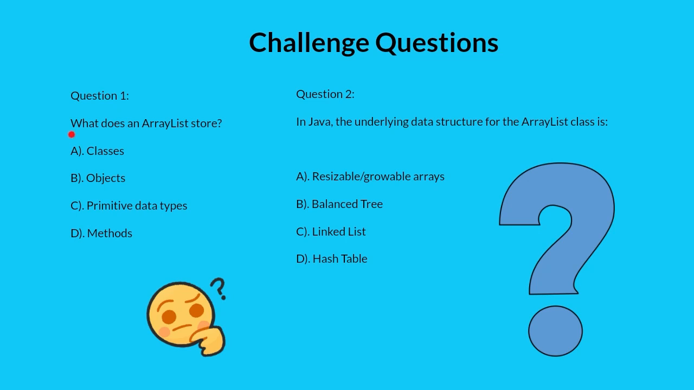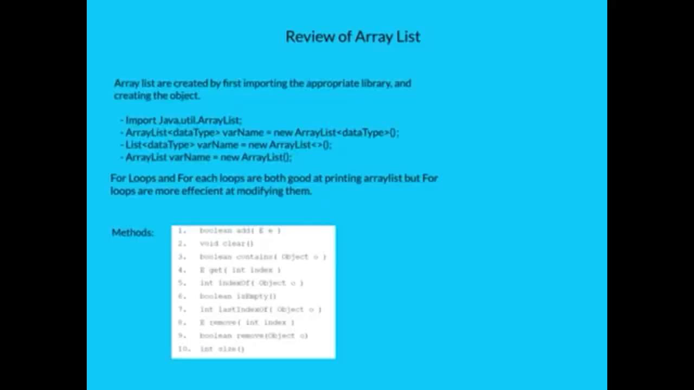Question 1. What does an ArrayList store? A. Classes. B. Objects. C. Primitive data types. Or D. Methods. Question 2. In Java, the underlying data structure for the ArrayList class is A. Resizable or growable arrays. B. Balanced tree. C. Linked list. Or D. Hash table.